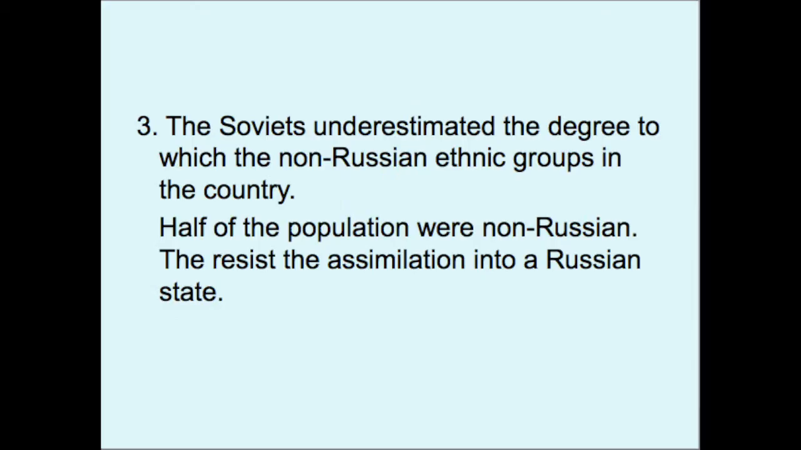Last but not least, the Soviets underestimated the degree to which the non-Russian ethnic groups in the country would resist assimilation into a Russianized state. The disintegration of the Soviet Union began on the peripheries, in the non-Russian areas. In 1987, the first region to demand autonomy was the Baltic region. The nationalist movements in the Baltics constituted a strong challenge to Gorbachev's policy of glasnost.